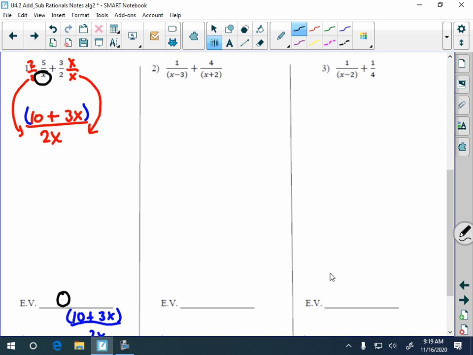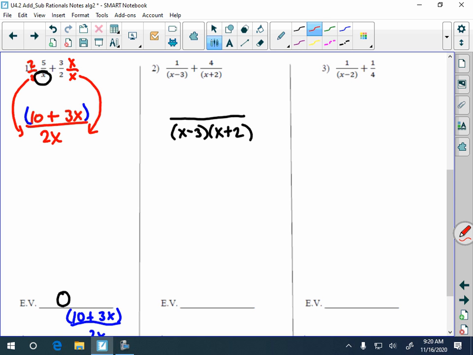All right, number 2, x minus 3 and x plus 2, those are different terms, and so different binomials, so you need both of them in your LCD. So I'm going to show that I'm just multiplying them together. I'm not going to actually multiply them.